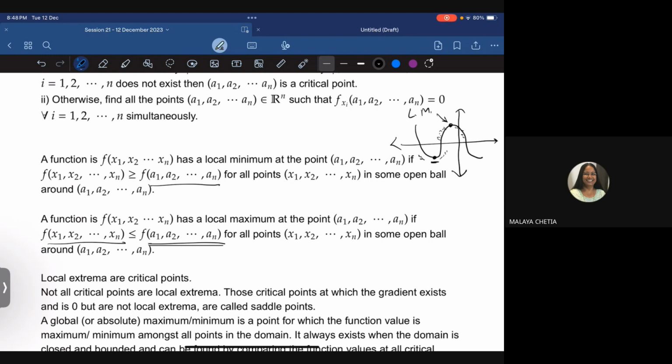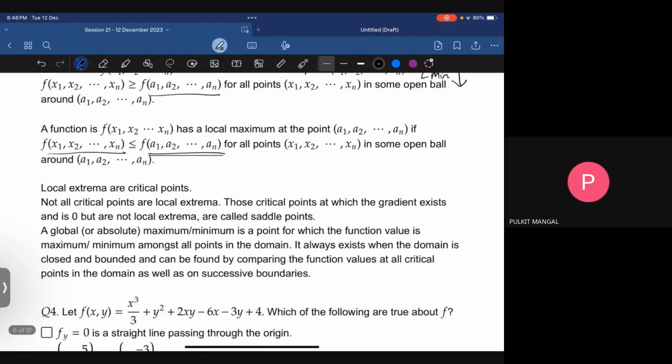Sir, please explain saddle point also here. Yeah, the saddle point is simply this: not all local extrema are critical points, and not all critical points are local extrema. Those critical points at which the gradient exists and is 0, but which are not local extrema, are called saddle points. That means around a saddle, like the saddle on a horse, it would be in that shape, neither a maximum nor a minimum.